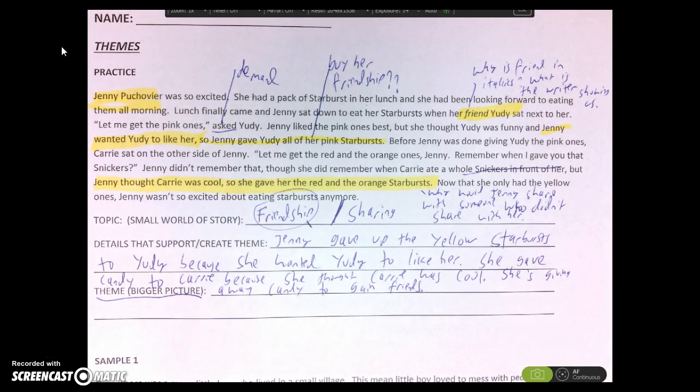So Jenny gave up the yellow starburst to Yudi because she wanted Yudi to like her. She gave candy to Carrie because she thought Carrie was cool. She's giving away candy to gain friends. I think we have some good evidence here that goes with the topic of friendship. Again, this could work for sharing as well. We're working with friendship.